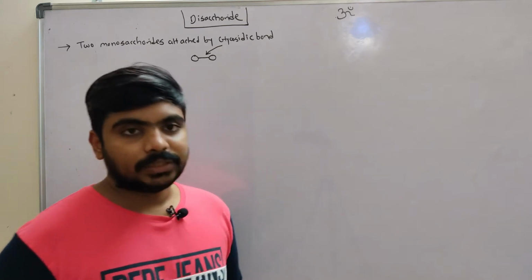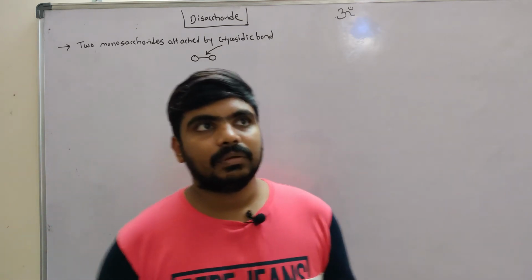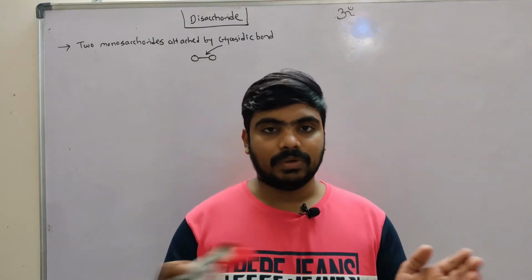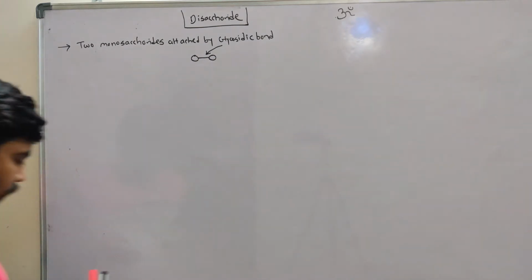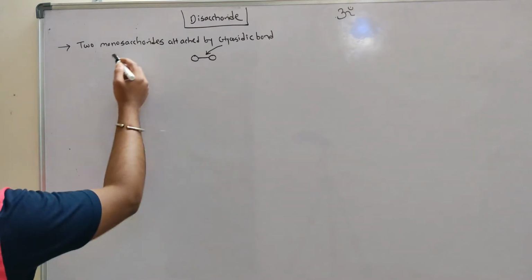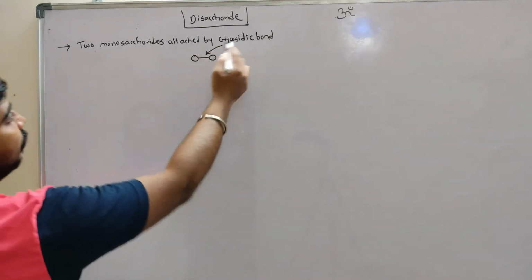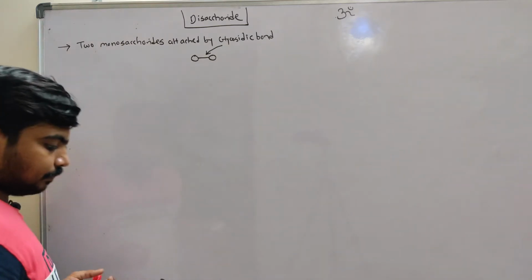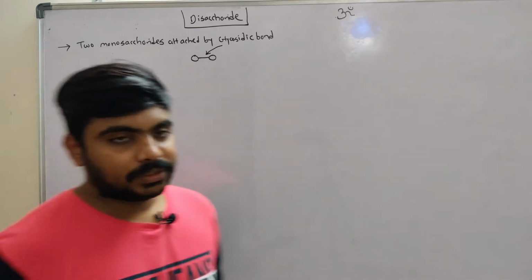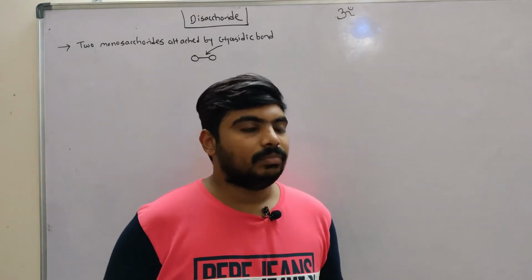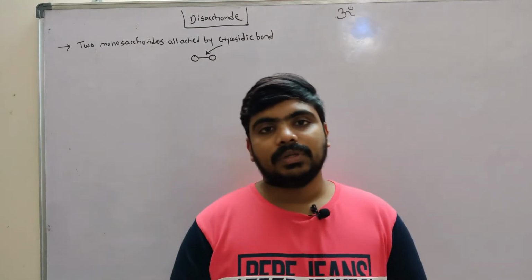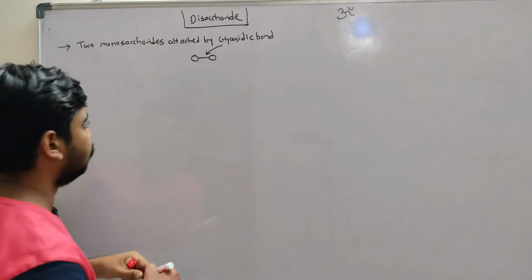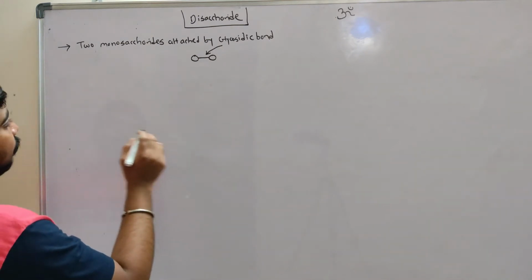Disaccharides are basically two monosaccharide units attached through a glycosidic bond. The first example of a disaccharide is maltose. Maltose is a disaccharide of alpha D glucose and beta D glucose. We will first see the structure of maltose.